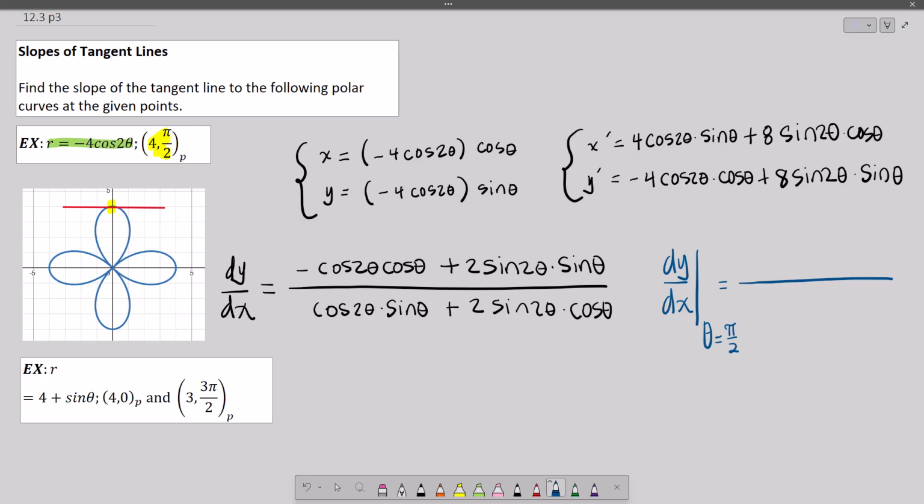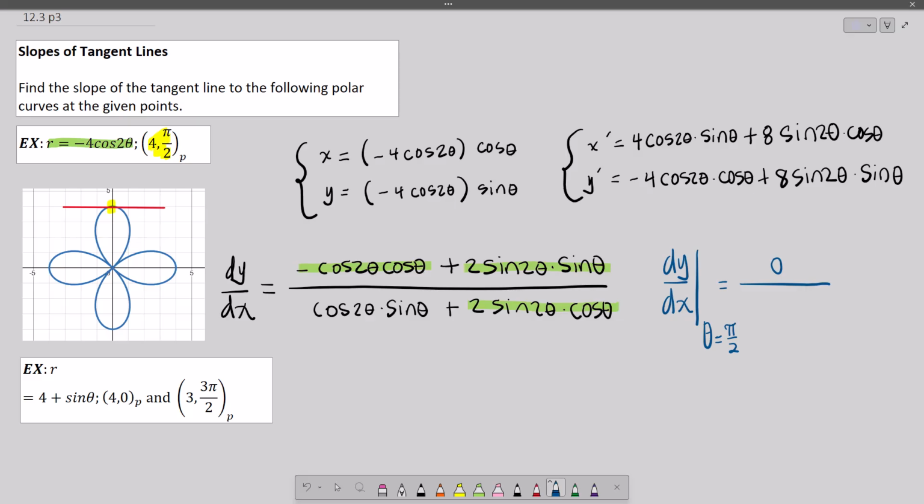Come over here, plug in pi over 2, and what's cosine of pi over 2? 0. So this term right here, I'm going to highlight the terms that are going to go to 0 instantly. That term and this term are going to go to 0 instantly, correct? Because cosine of pi over 2 of both of those is 0. Now we come down, let's go to this one. Plugging in the pi over 2 here, this is great because this becomes sine of pi, which is 0. So the whole numerator definitely becomes 0. And now we're just hoping that the whole denominator doesn't become 0 because then we have an indeterminate form.